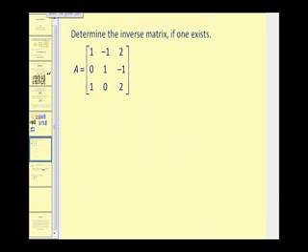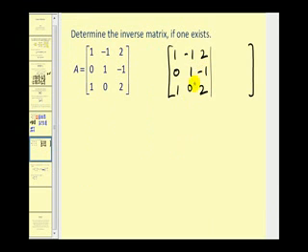So now we're going to have a 3 by 6 augmented matrix. So we have matrix A on the left, and we'll have the identity matrix on the right. So we want the matrix on the left to become the identity matrix. So we want these three elements to be 0, these three to be 0, and then the main diagonal to be 1s.